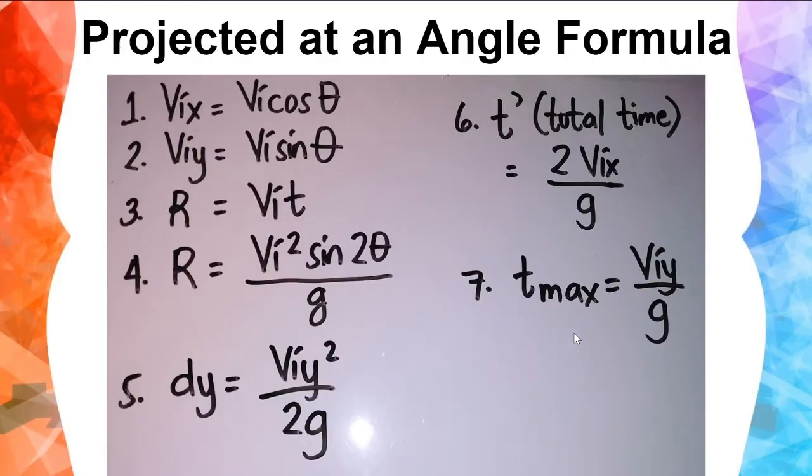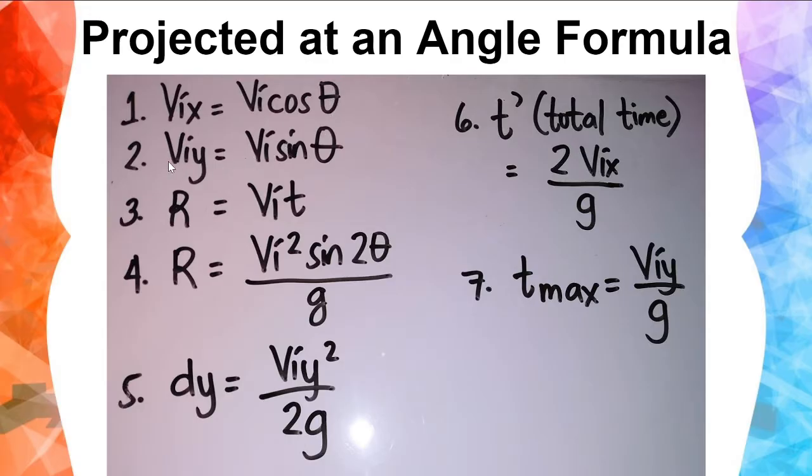Now, let's proceed with the formula. For the formula for projectile at an angle, we have 7 different formulas to use. First, we have what we call VIX, or the initial velocity along the x-axis. This time, gagamit tayo ng inyong scientific calculator. Dito, ang gagamitin natin is the initial velocity, and then you need to click the cosine, and then theta. Theta po ang basa dito sa symbol na ito, but this means angle.